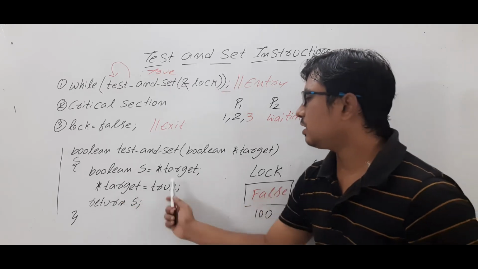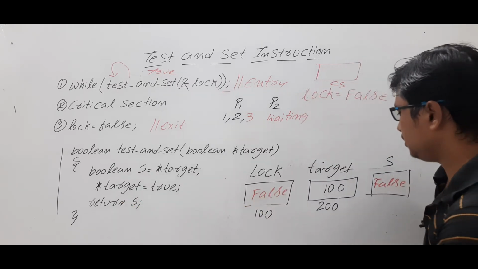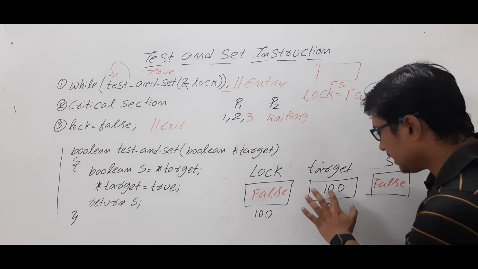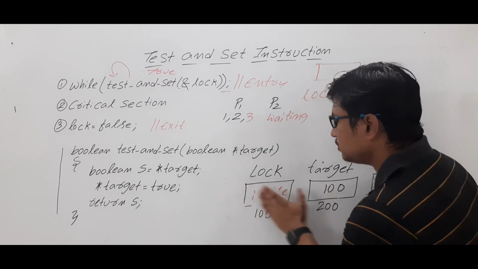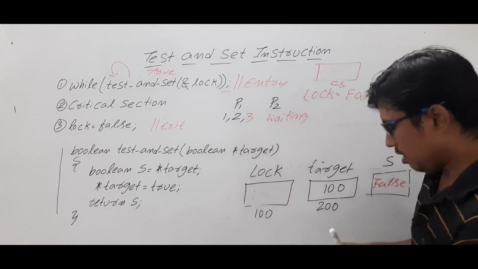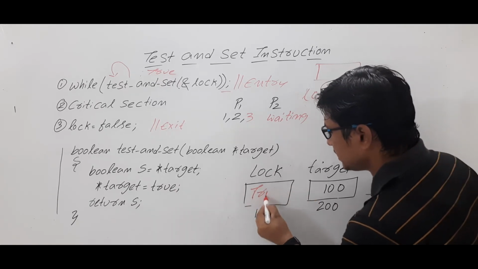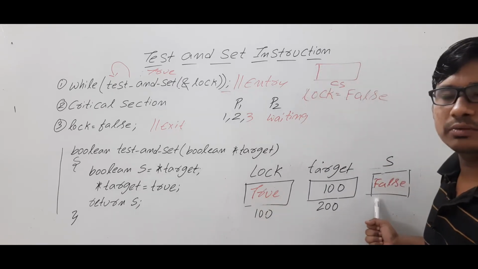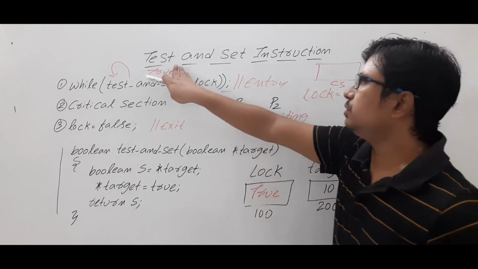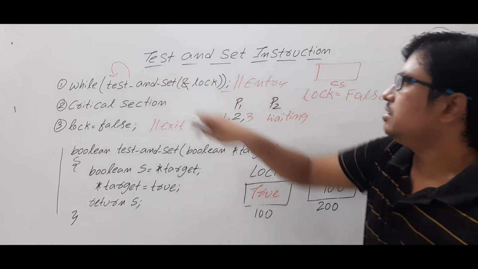Okay, now star target is equal to true. So target has the address 100, go to the 100th location and set the value as true. So already the value is false, now you are setting it as true. Now return s. So what value is there in the boolean variable? Yes, false. So you will get the value here as false.